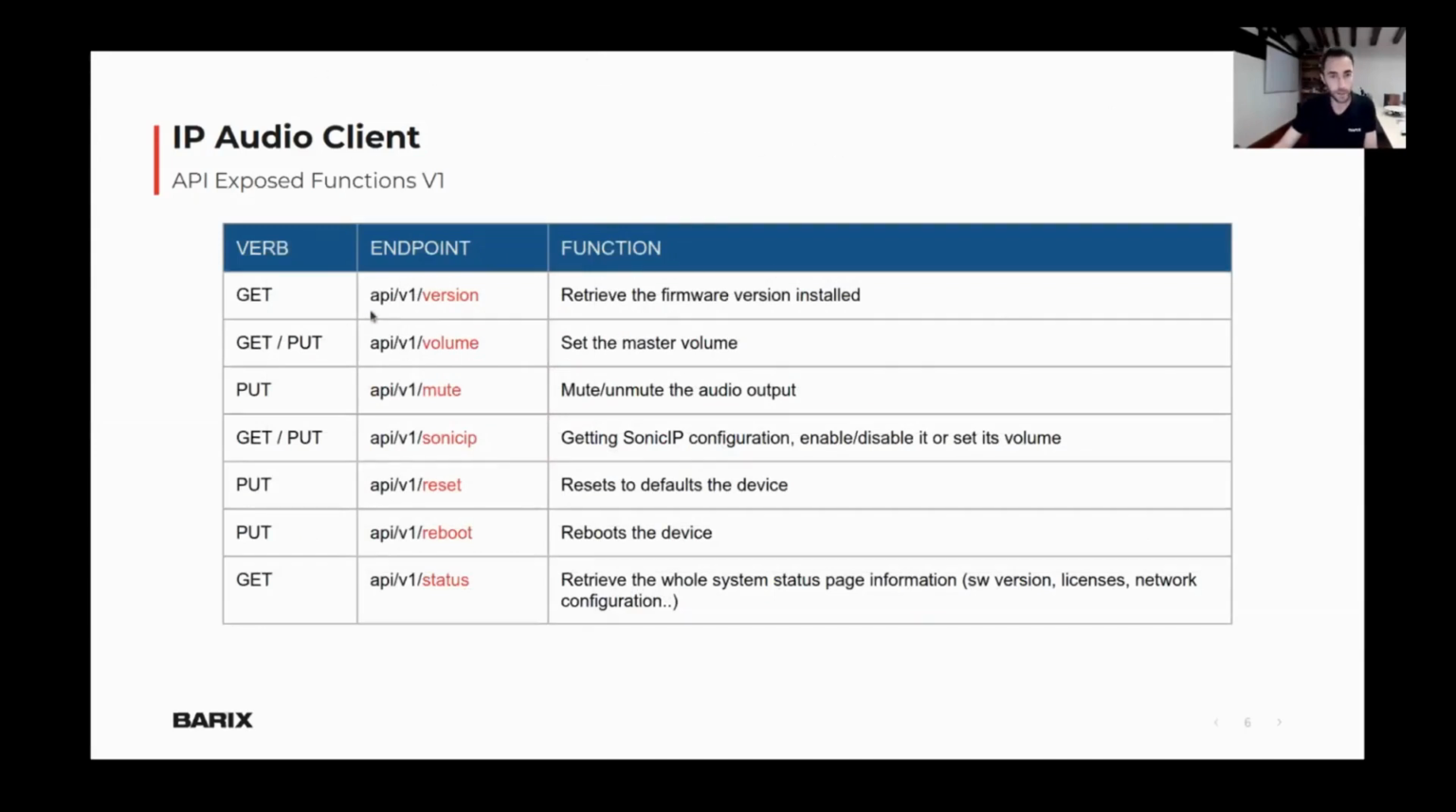verbs here. We have the GET request to retrieve the firmware version, the GET or PUT request to get the current volume configured or set a new volume, and this is the master volume. We have a PUT request to mute or unmute the audio output. In this case, we will have a Boolean true or false to mute or unmute into the same call. We have the get and put of Sonic IP, where we can get the Sonic IP configuration and eventually enable or disable the function entirely.